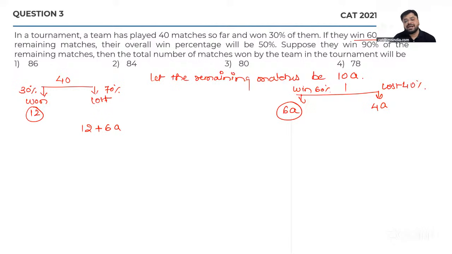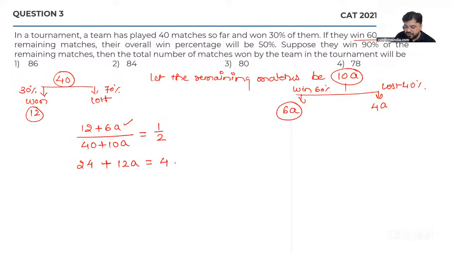Now 12 plus 6A is their total win, which is 50% of the total matches played. And how many matches have they played so far? They have played 40 plus 10A. So this win over total matches should be equal to 50%, which is 1 by 2. Now if you solve this, it is 24 plus 12A equal to 40 plus 10A, which gives me 2A equal to 16, or A equal to 8.